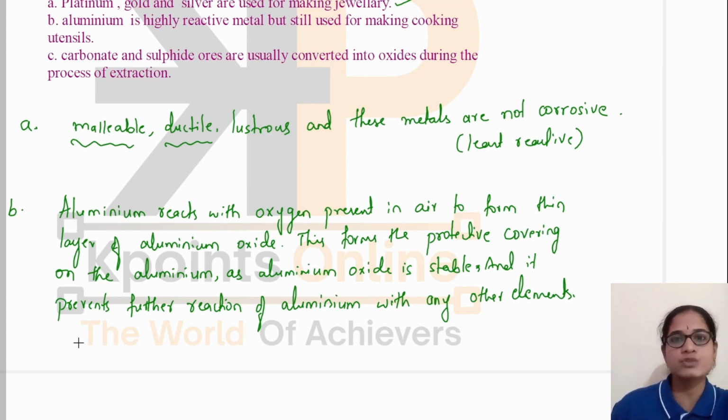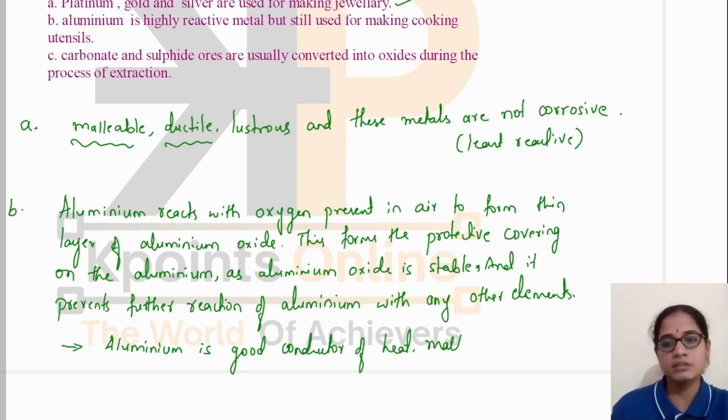And also why is it used for making cooking utensils? Because aluminium is a good conductor of heat, and it is malleable and ductile, so that the vessels used for cooking can be made out of aluminium. These are the properties of aluminium which are very useful for making cooking utensils.